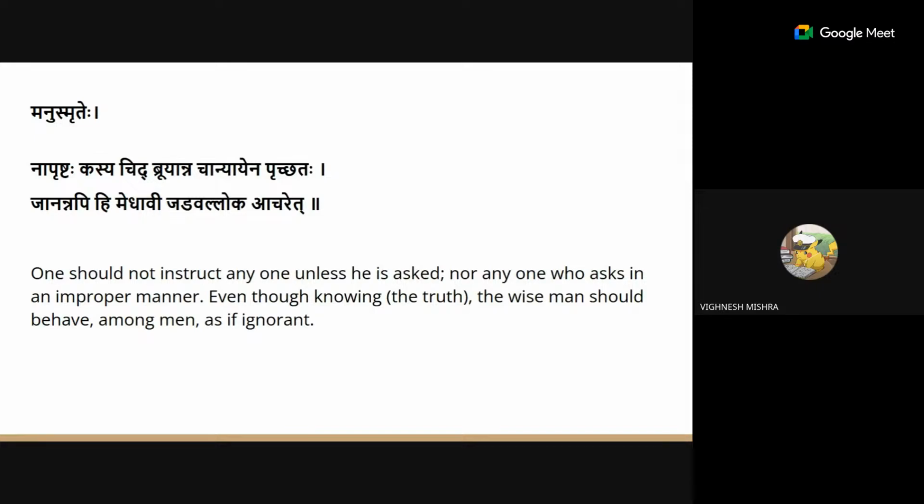Okay. So this one, also from the Manusmriti, says one should not instruct anyone unless he is asked, nor anyone who asks in an improper manner. Even though knowing the truth, the wise man should behave among men as if ignorant. So this is the meaning of this verse, which kind of got copy pasted to the previous one as well. I should have seen it, lack of my oversight for the previous one, but yes, this is the meaning of this one, and this is a useful guidance for the modern days when everyone gets offended over everything.